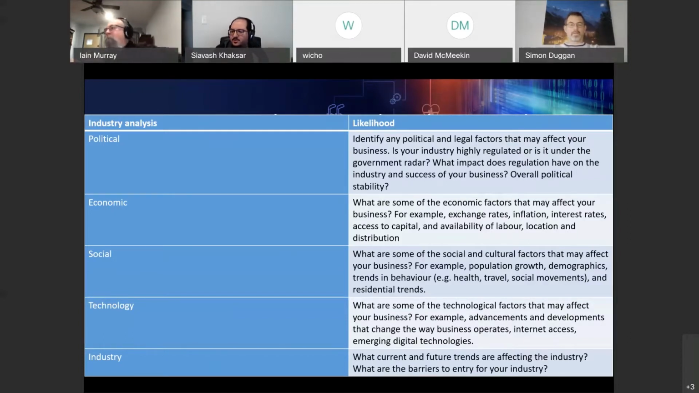Exchange rate, inflation, interest rates, access to capital, availability of laborers, and that sort of stuff. Social, which is something that some people might overlook in these sorts of IoT projects, and the implications of that on the culture, how the device is going to be used, and also the population growth, demographics, health, travel, and different social elements that can affect the social aspects of your analysis.